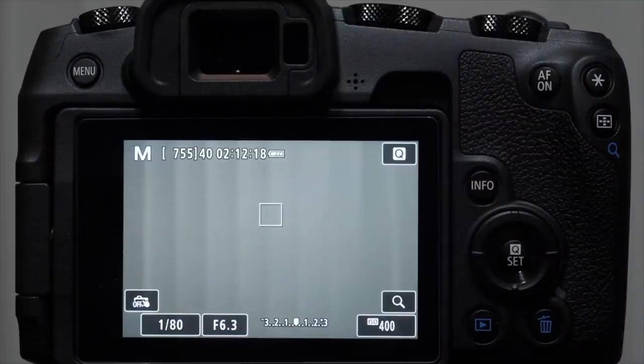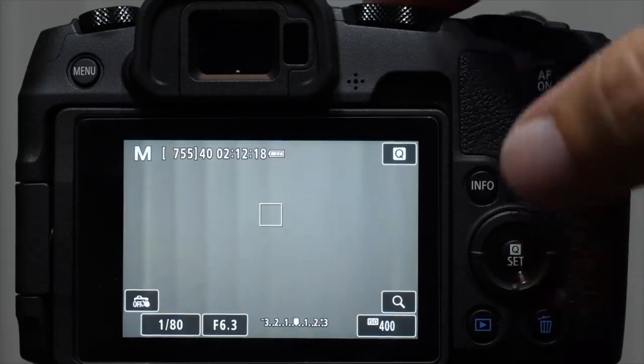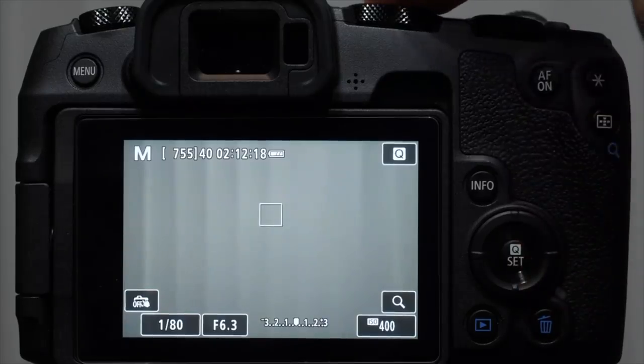I think this is getting far better in terms of the ergonomics and usability, but Canon has to address the left eye problem.